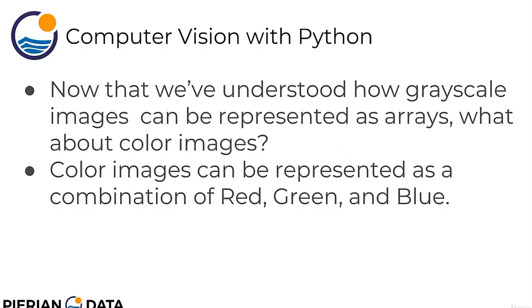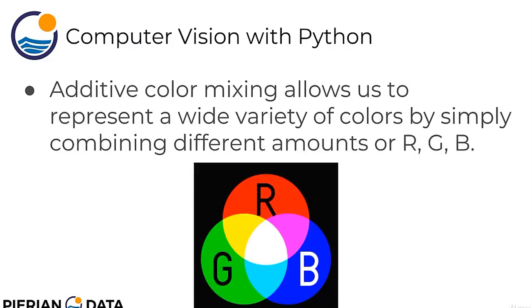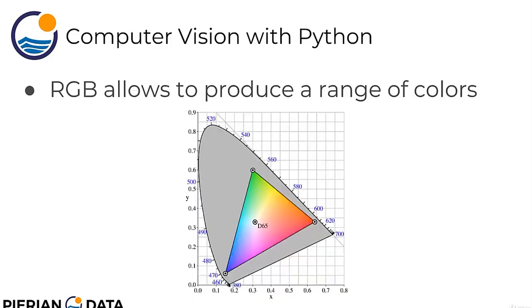So we've understood how grayscale images can be represented as arrays, but what about color images? Color images can be represented as a combination of red, green, and blue. Additive color mixing allows us to represent a wide variety of colors by simply combining different amounts of RGB, or red, green, blue. And RGB allows us to produce a range of colors.